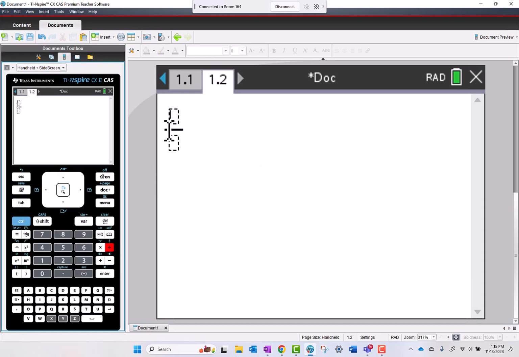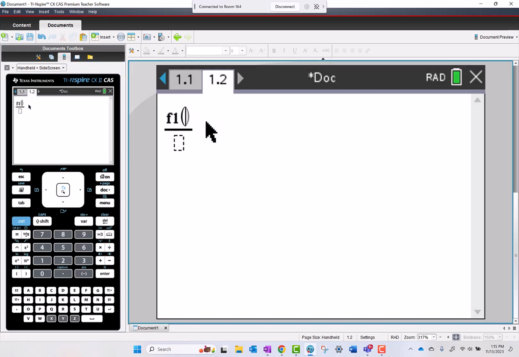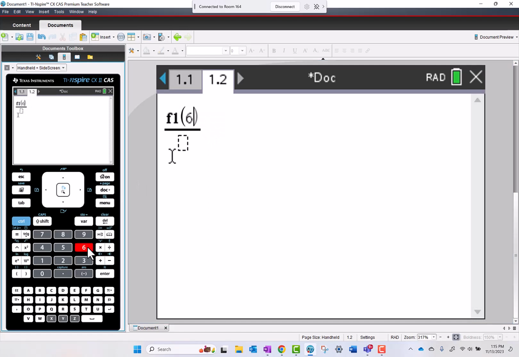So I want this to say f of b, right? I've got it stored right here. F of, and it was 6, right? F of 6 minus f of 2 over 6 minus 2. This VAR, this little thing has my functions stored, and if I had more than one function stored here, it would just list them, F1, F2, F3, but I only have one stored there.